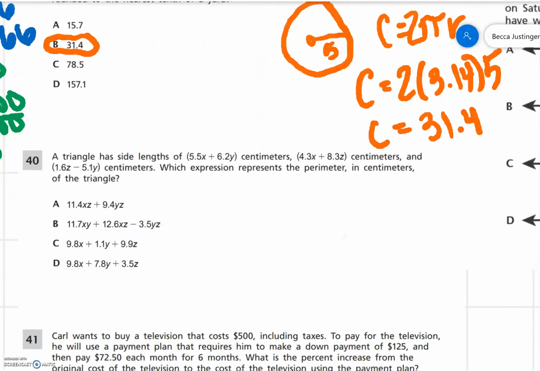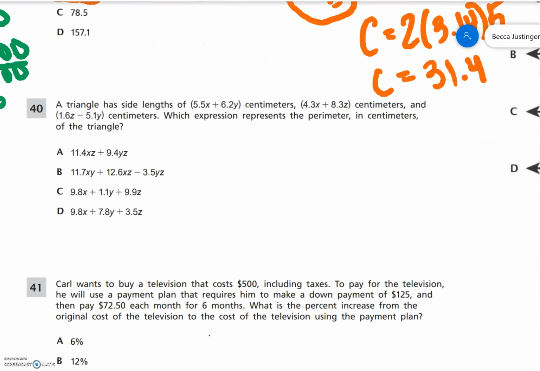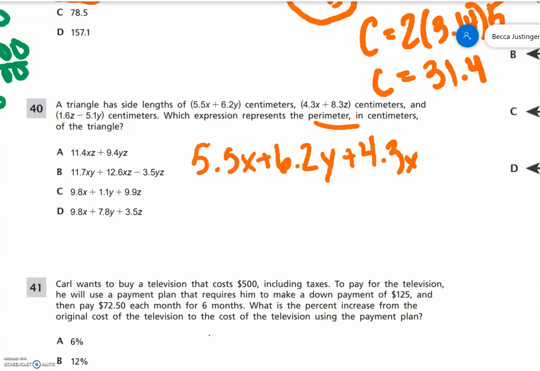Number 40. A triangle has side lengths of 5.5x plus 6.2y centimeters, 4.3x plus 8.3z centimeters, and 1.6z minus 5.1y centimeters. Which expression represents the perimeter of the triangle? Remember, perimeter is adding all the sides around. So we have to do 5.5x plus 6.2y plus 4.3x plus 8.3z plus 1.6z minus 5.1y.